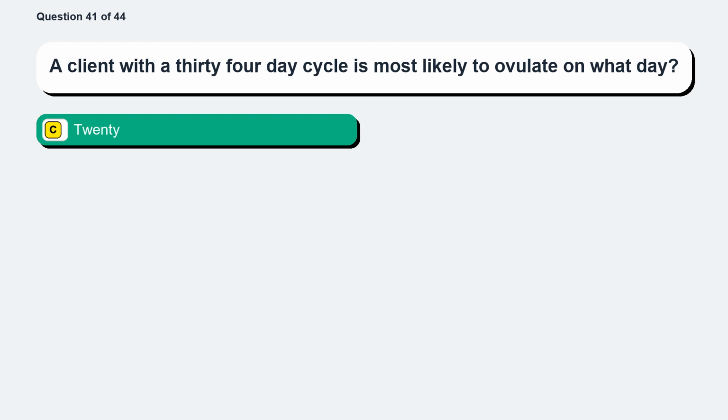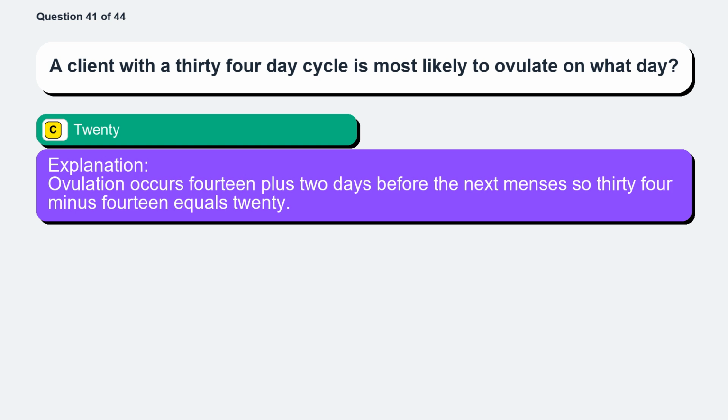The correct answer is option C, 20. Ovulation occurs 14 plus or minus 2 days before the next menses, so 34 minus 14 equals 20.